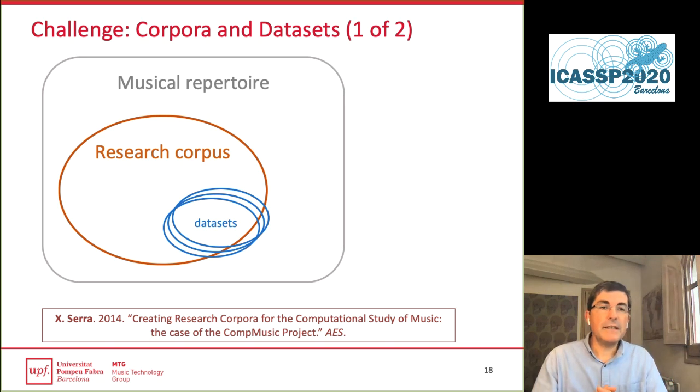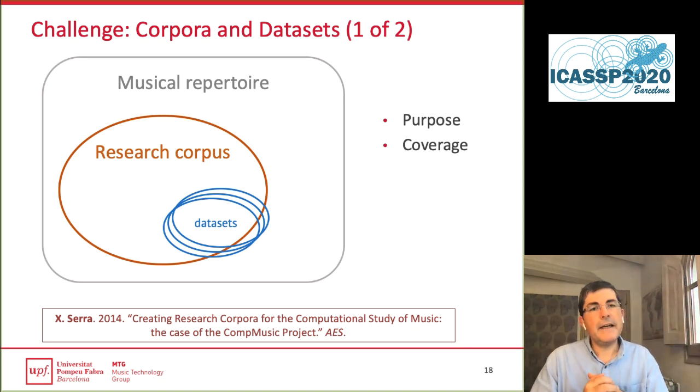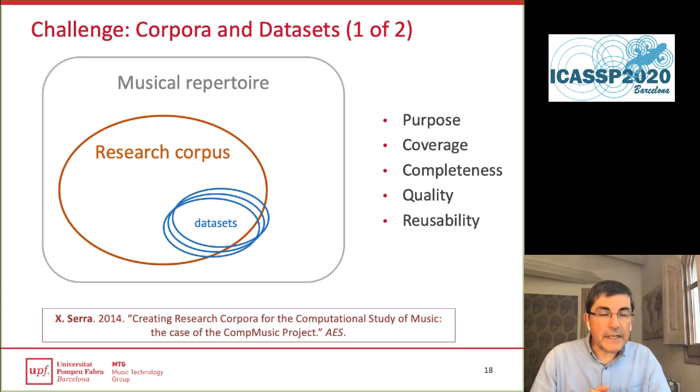But the usefulness of a research corpus has to be measured. It's not something that can be ignored. So the purpose of the corpus is important to be explicitly described. The coverage, in this case in relationship to the musical repertoire, again has to be explicit. Aspects like the completeness, how complete is all the data within this corpus, or the quality of that data. There is a lot of noise in many of these datasets and corpora, and this has to be properly described. And finally, the concept of reusability. We want these datasets and corpora to be useful for other researchers, to be shared, and therefore that has to be addressed and explicitly described when creating a corpus.